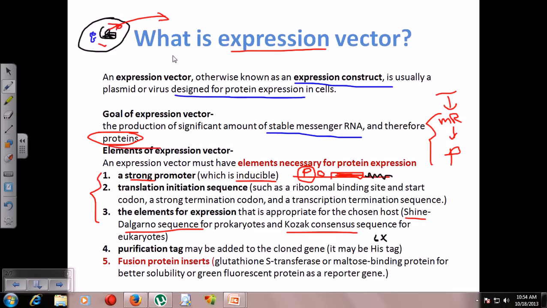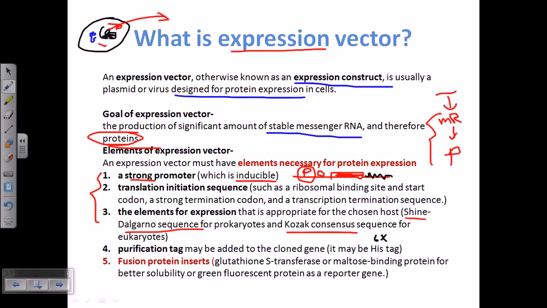How can I do that? If we tag it with 6x histidine, it will be easier to drag it out via a procedure we are going to study later. Okay, there is a very important procedure to take our 6 histidine tagged protein out of a mixture of proteins. It will help us in the purification. That's why it is called the purification tag. And the fifth thing is the fusion protein insert.